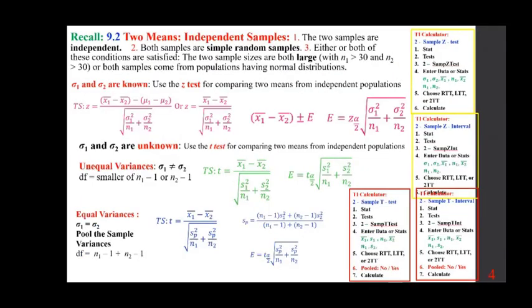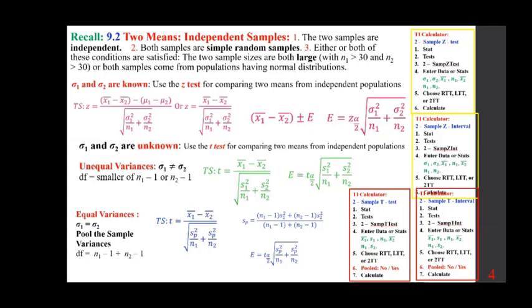For two means, there are three possibilities. We have sigma 1 and sigma 2 known. We use the Z, and Z is x1 bar minus x2 bar over the square root of sigma 1 squared over n1 plus sigma 2 squared over n2. Likely this won't happen. If we have sigmas missing, then we go with the t-test. On unequal variances, the test statistic becomes x1 bar minus x2 bar over the square root of s1 squared over n1 plus s2 squared over n2. And this is the case we use almost always.